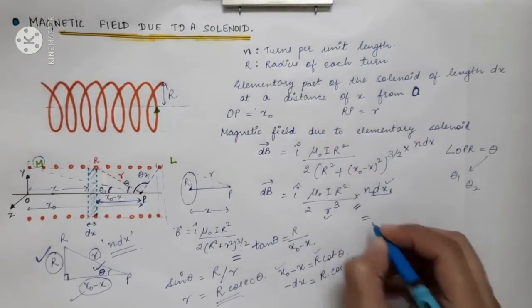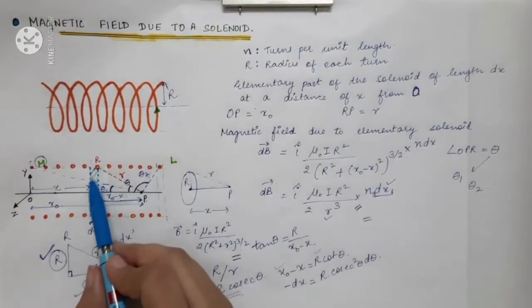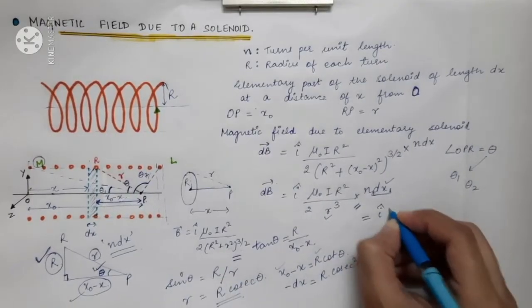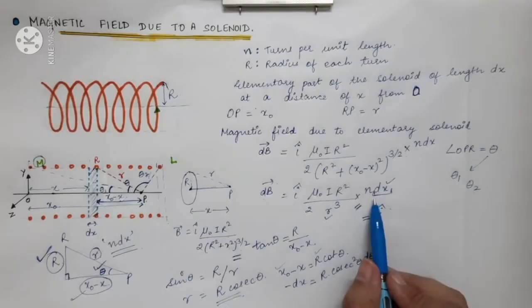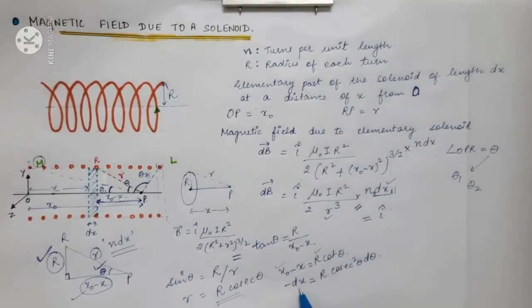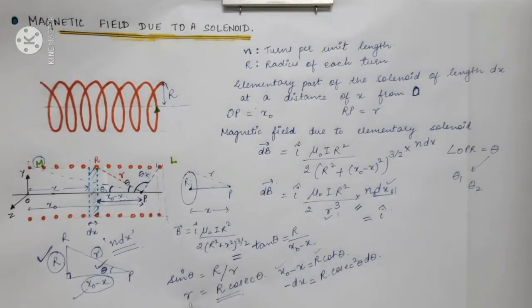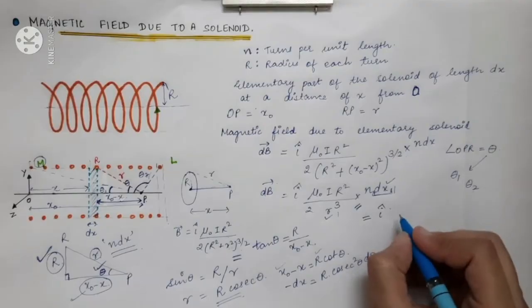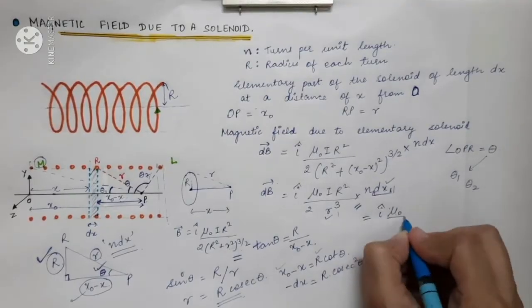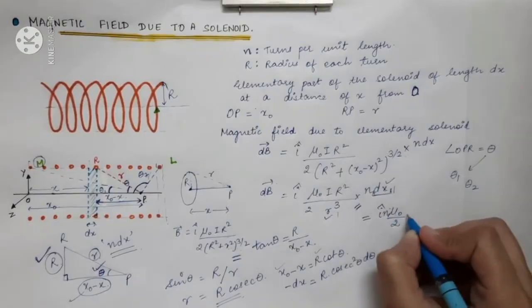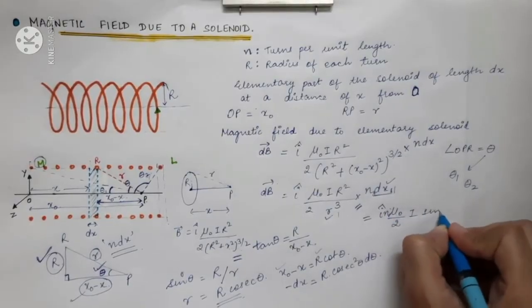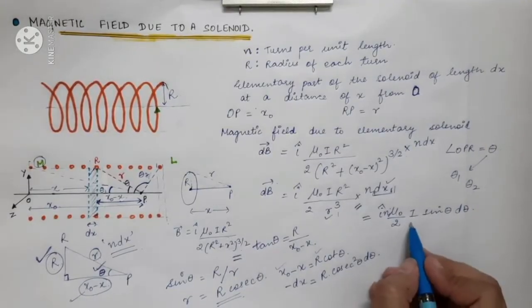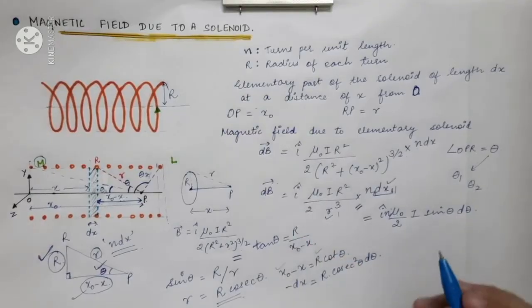Now dB vector, this will become the expression of magnetic field due to this elementary part of the solenoid at this point P, along I cap. Now you will substitute all these expressions over here. So you will substitute the expression of dx, then you will substitute the expression of small r. So what you will get is dB vector is equal to I cap mu naught n I by 2 sine theta d theta. So this will be the expression of magnetic field due to the elementary part of the solenoid.